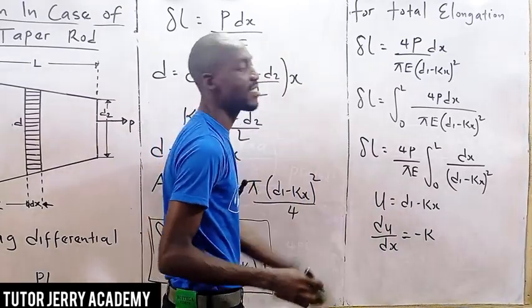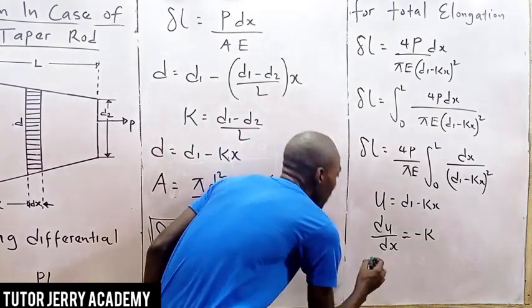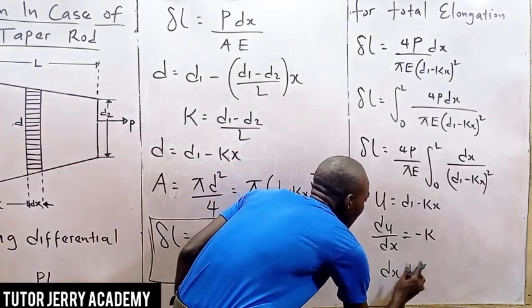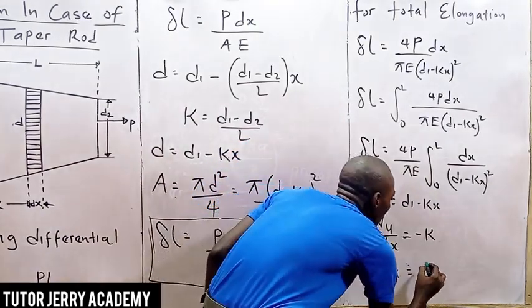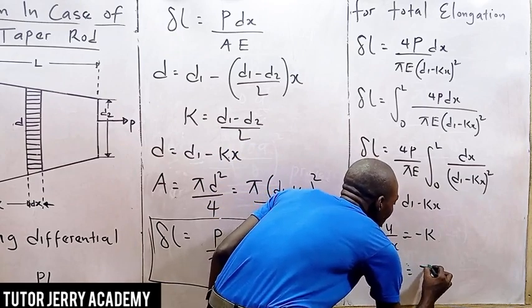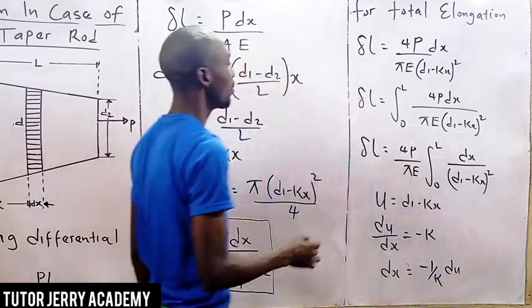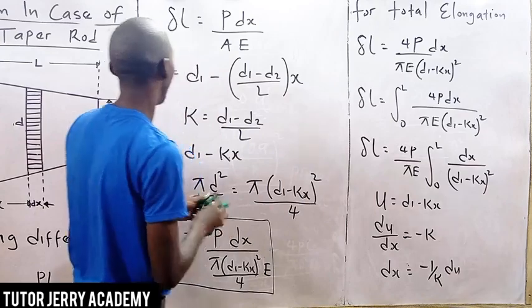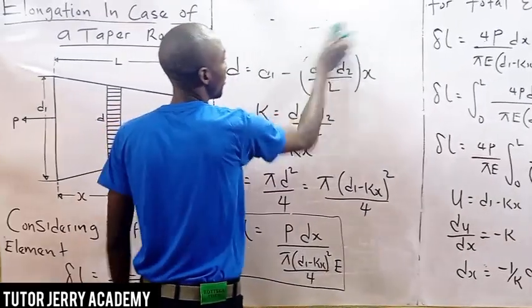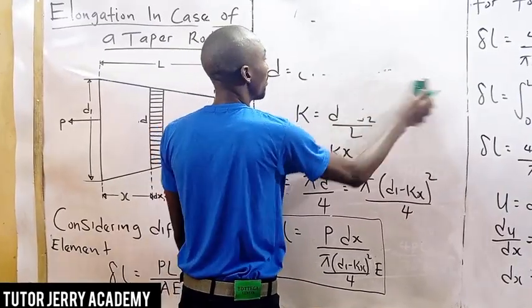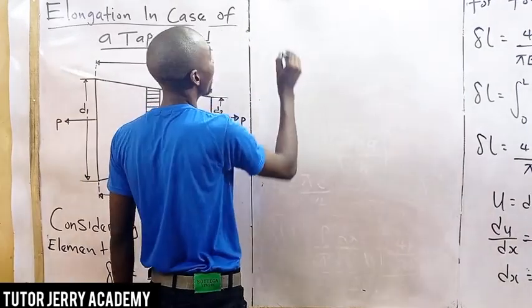So we are going to make the s the subject. The s will be equals to the u minus 1 all over k u. All right. So now we can therefore go back there.